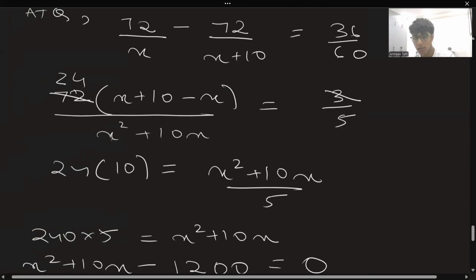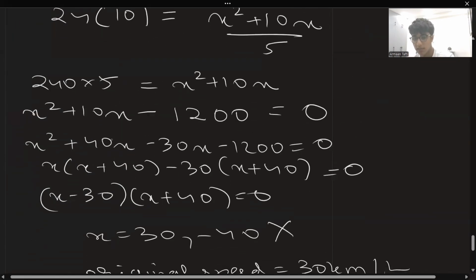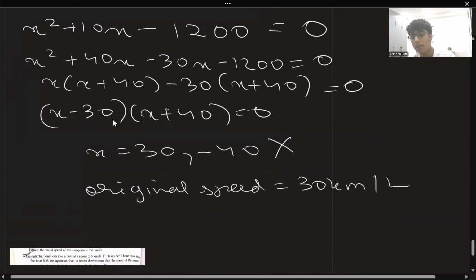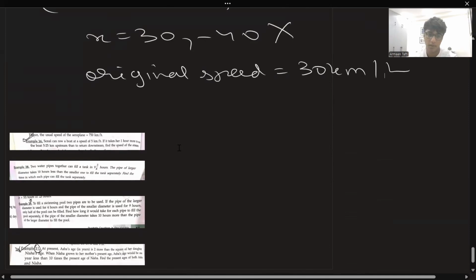Then you can solve that quadratic. You get two roots, which are 30 and minus 40. You reject minus 40 because speed cannot be negative, and we get the original speed to be 30 kilometers per hour.